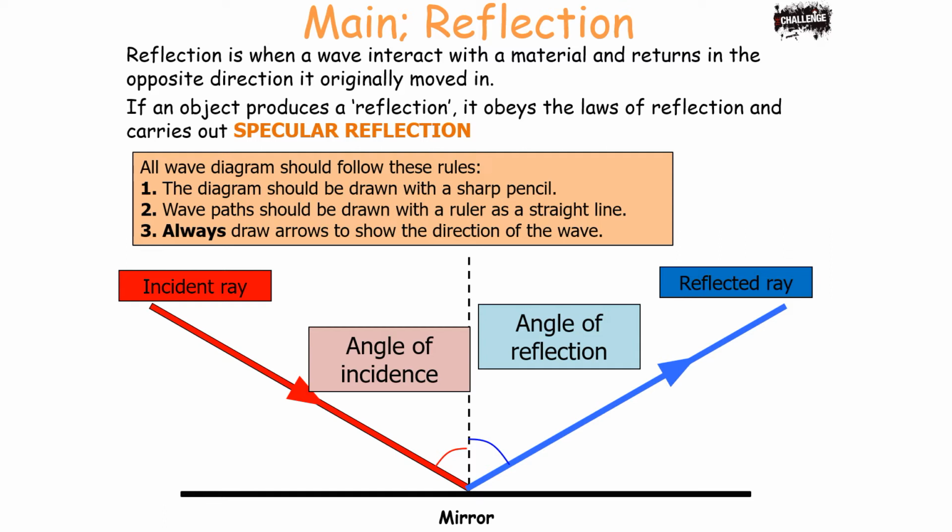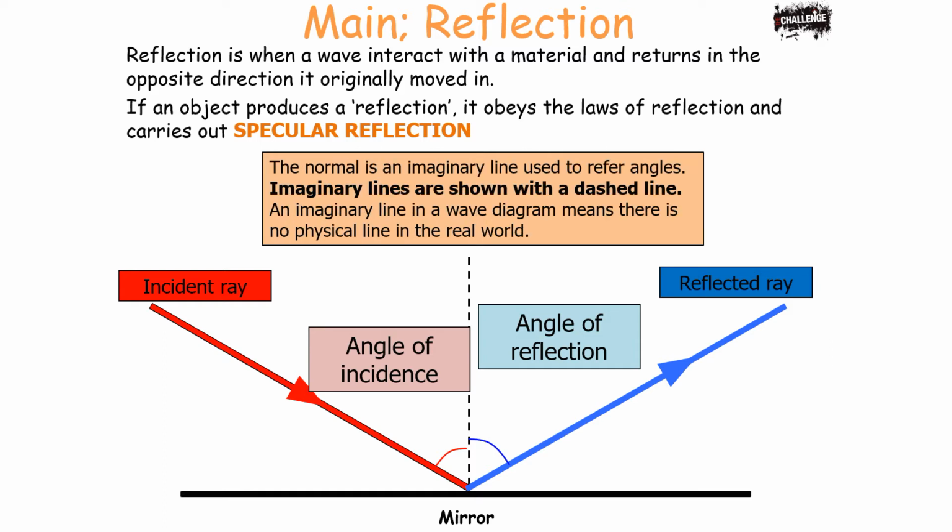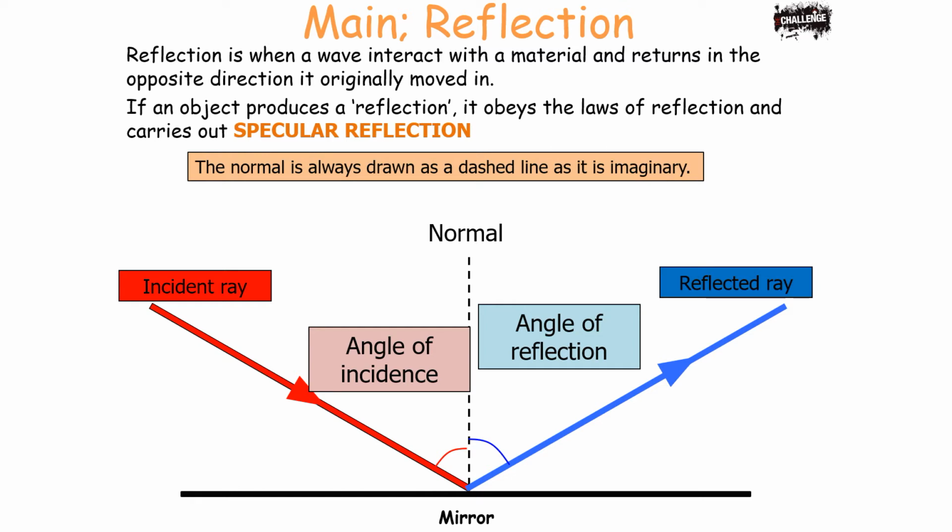direction of the wave. In this particular ray diagram, we have our incident ray hitting the mirror and producing a reflected ray. To help us work out the angles at which this occurs, we draw in something called a normal. The normal is an imaginary line used to refer to angles. Imaginary lines on ray diagrams are shown with a dashed line. An imaginary line in a wave diagram means there's no physical line or presence in the real world. It's purely there to help us work out angles. So the normal is always drawn as a dashed line, as it's imaginary.